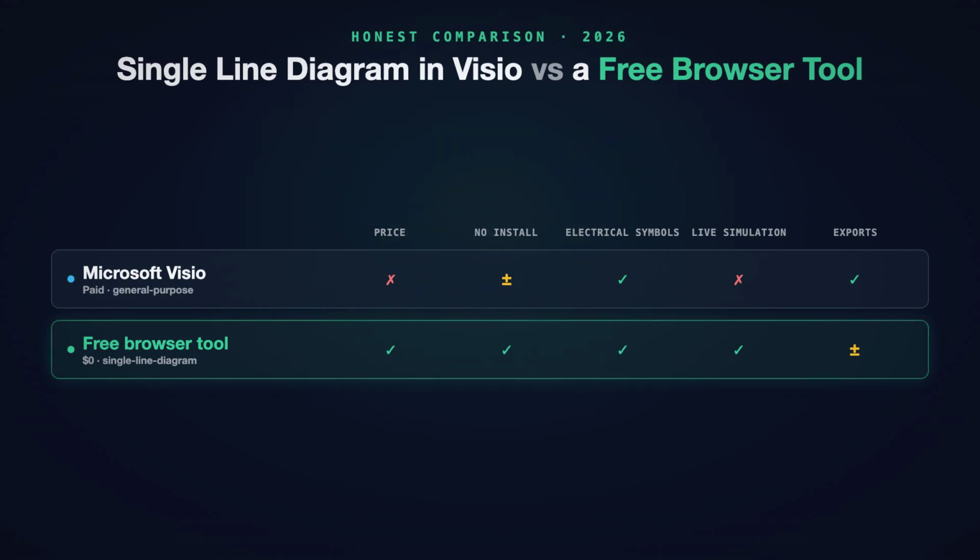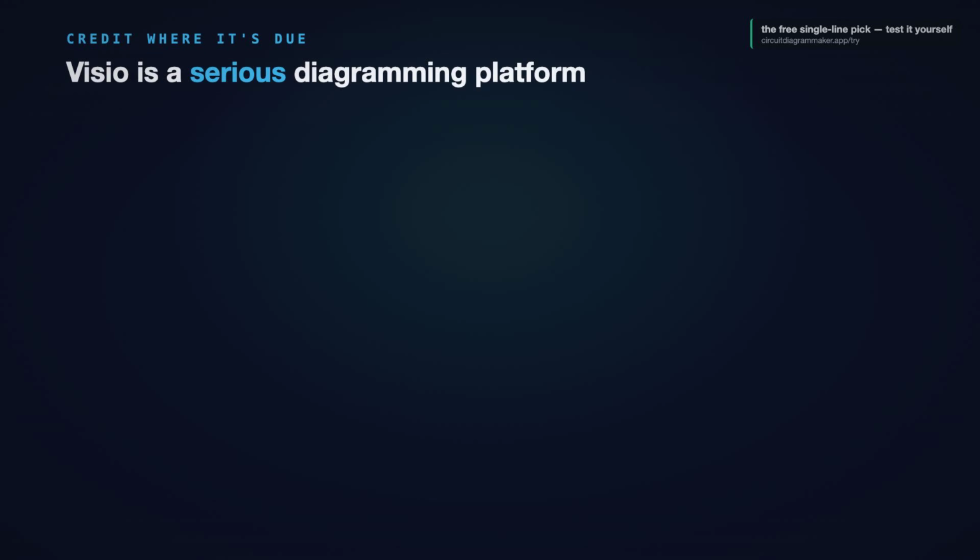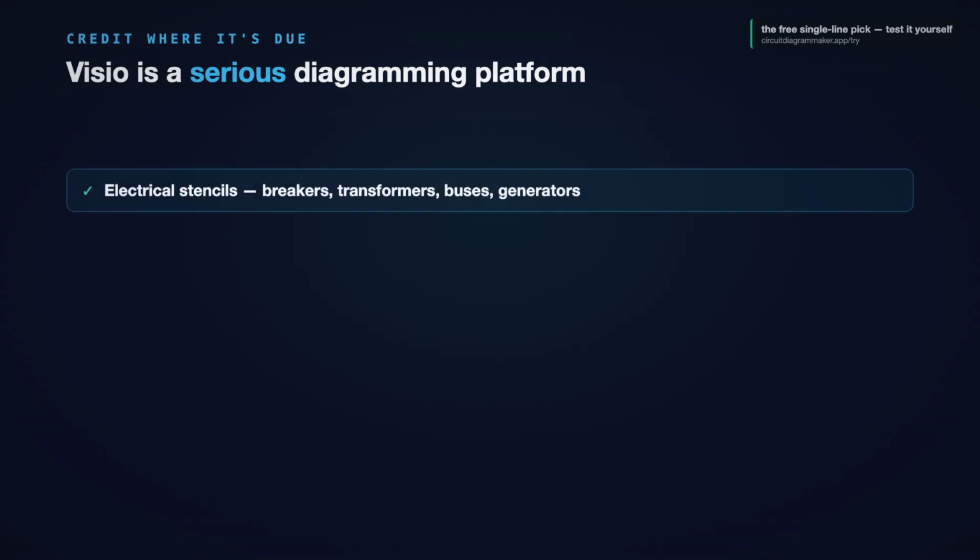If you search for a single line diagram in Visio, this is the honest comparison, not a hit piece. Visio is a serious, capable tool, and its electrical stencils are real. So we will be fair to it. What its stencils actually give you, where they genuinely earn their keep, and where a free browser tool draws the same single line diagram faster. Same task for both. Lay out a clean single line diagram and get out the door. Let's put them side by side.